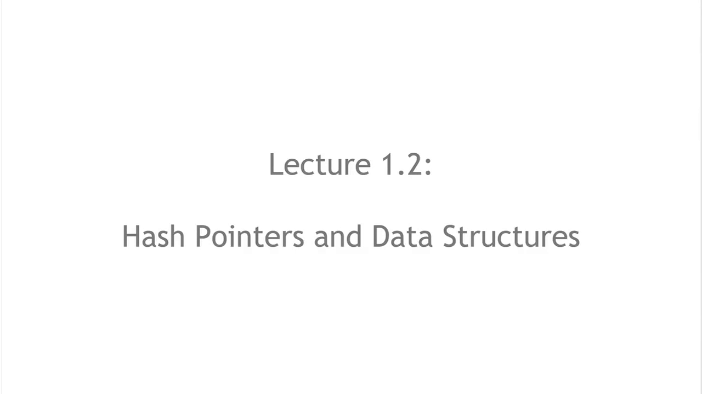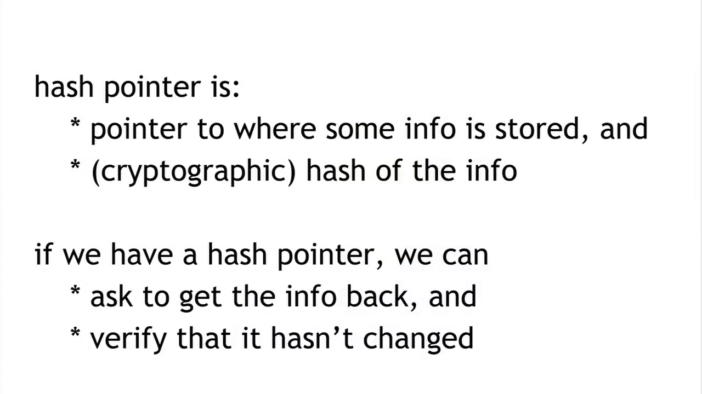In section 1.2, we're going to talk about hash pointers and their application. A hash pointer is a kind of data structure that turns out to be used a lot in the systems that we're talking about. A hash pointer is basically a simple thing: we're going to take a pointer to where some information is stored, and together with that pointer, store a cryptographic hash of the information. Whereas a regular pointer gives you a way to retrieve the information, a hash pointer is going to let us ask to get the information back.